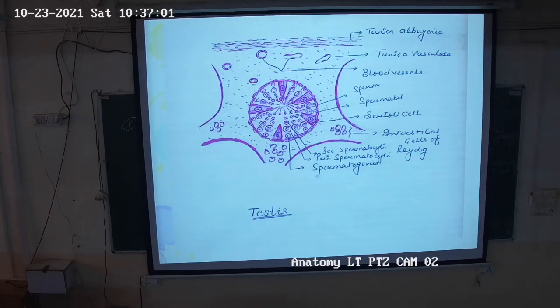Haploid numbers जो क्रोमोसोम है वो कितने हो जाएंगे each में? 23. And they will form secondary spermatocytes, and then again they will undergo second division, and then they will form 4 spermatids, and they will undergo maturation, which is known as spermiogenesis. ठीक है, which forms sperms.